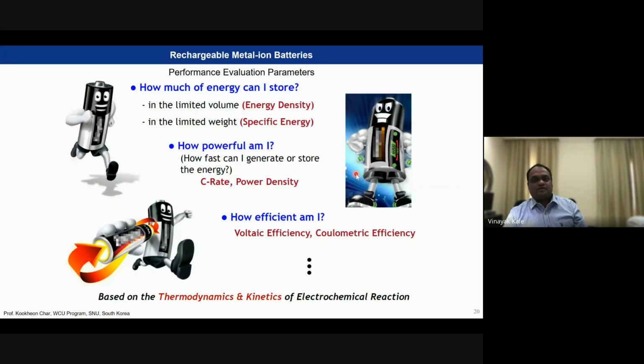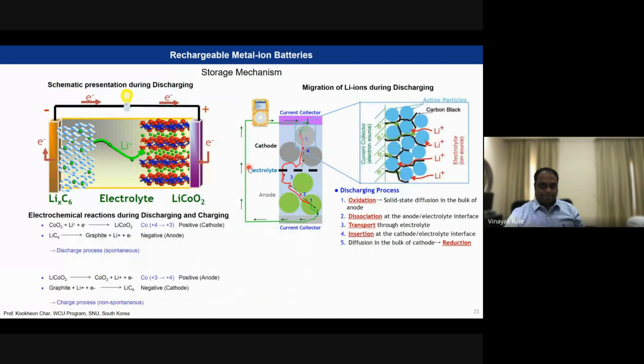So what are the performance evaluation parameters for a battery? That is, how much energy can I store? In a limited volume, it is called energy density, and in a limited weight, it is called specific energy. How powerful is the battery? It is evaluated in terms of C rate or power density. And how efficient the battery is can be evaluated in terms of voltaic efficiency or coulombic efficiency. These parameters are based on the thermodynamics and kinetics of the particular electrochemical reaction.